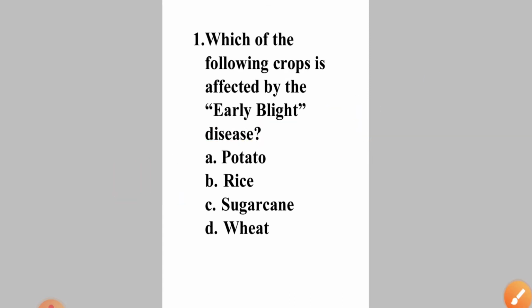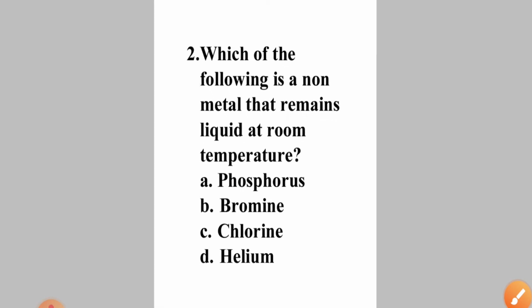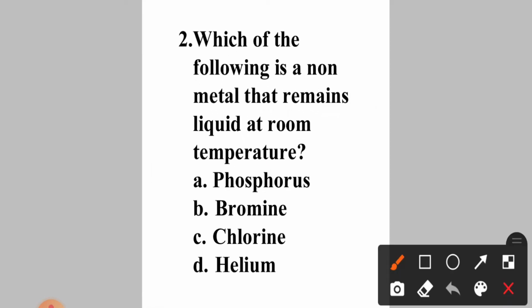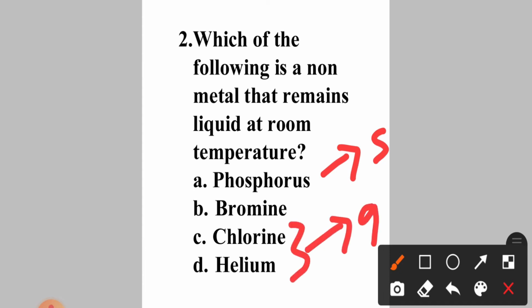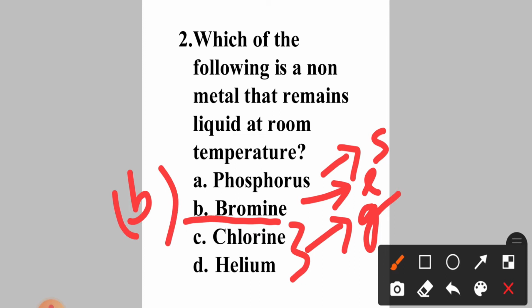Now come to question number 2. Which of the following is a non-metal that remains liquid at room temperature? Option A, phosphorus, B, bromine, C, chlorine, D, helium. Phosphorus exists in solid state, whereas chlorine and helium both exist in gaseous state. Bromine is the non-metal that remains liquid at room temperature. So the answer will be option B, that is bromine.